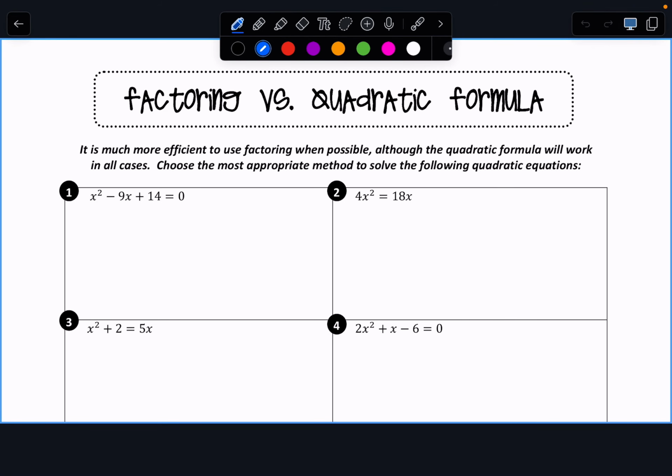All right, so today's the day we get to decide when is it better to factor and when is it better to use the quadratic formula, okay? I have given you some tools, and even on Monday, I'm going to give you another tool for your toolbox of solving quadratic equations, okay? Every single quadratic equation can be solved with the quadratic formula. Not all quadratic equations can be solved by factoring.